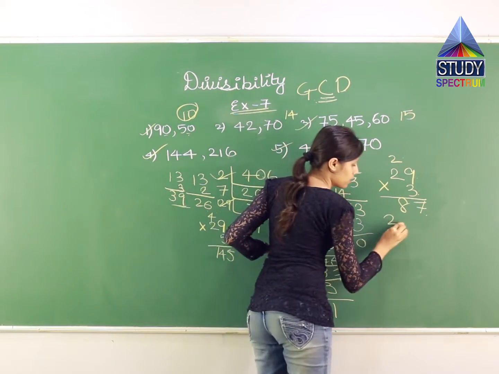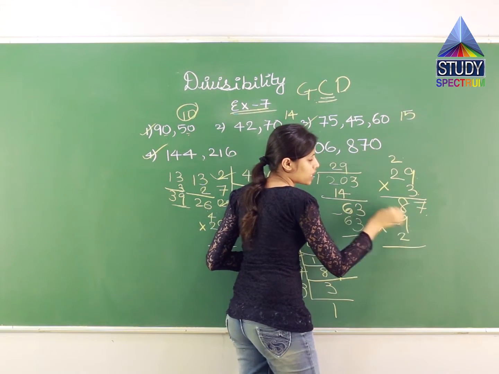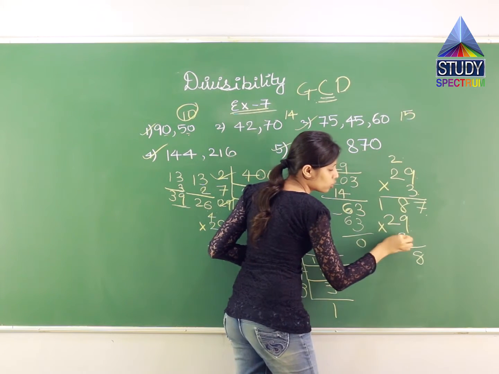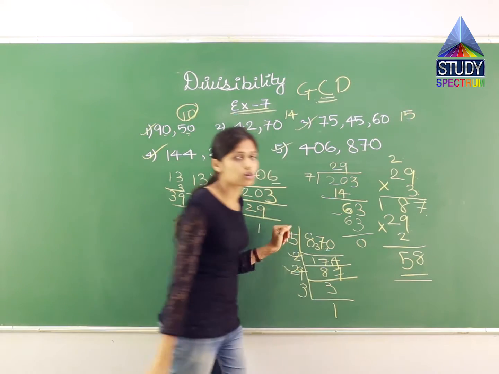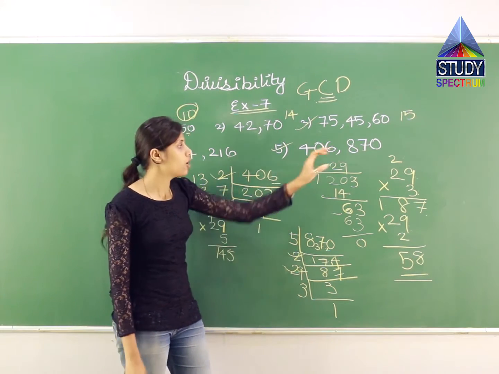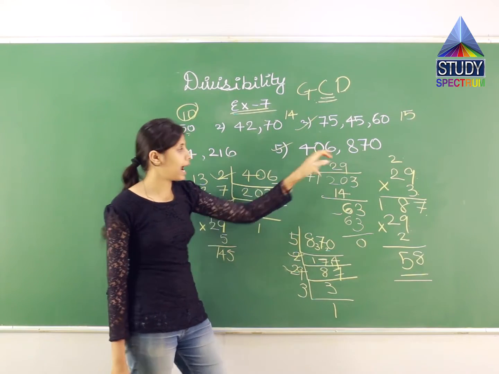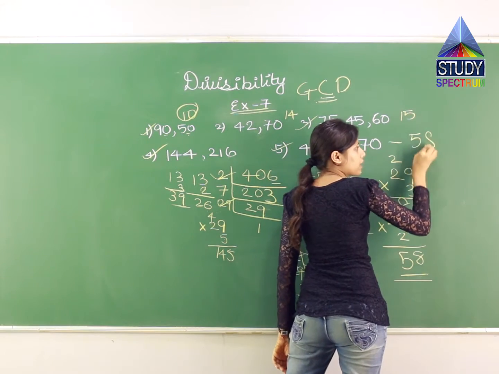29 multiplied by 2. 9 1s are 9, 9 2s are 18. So 1 over here, 8 over here. 2 2s are 4 plus 1, 5. Yes, 58. So 58 is the greatest common divisor for the numbers 406 and 870. So let us write the answer, that is 58.